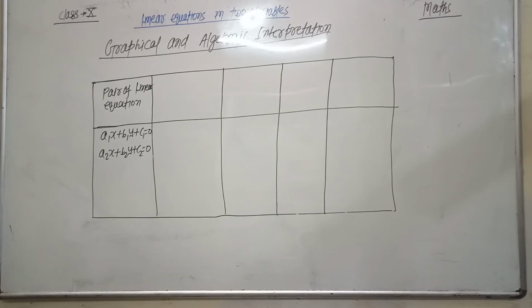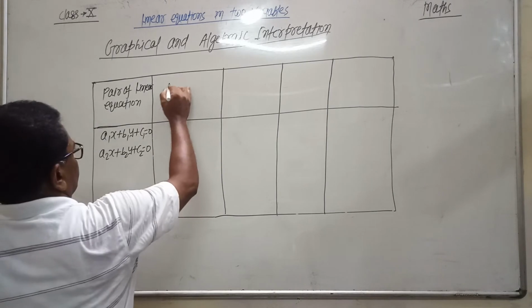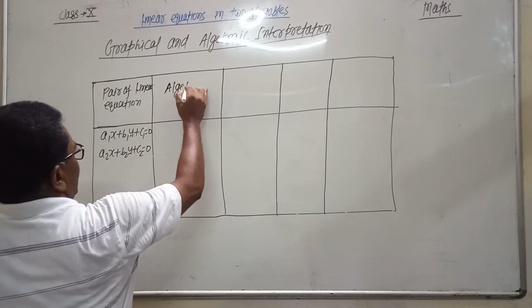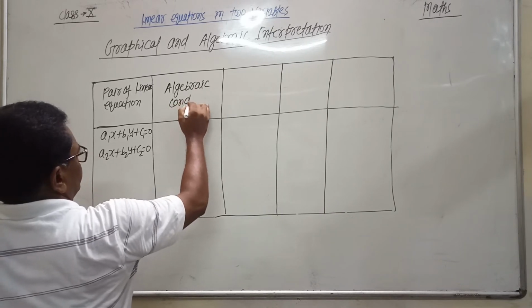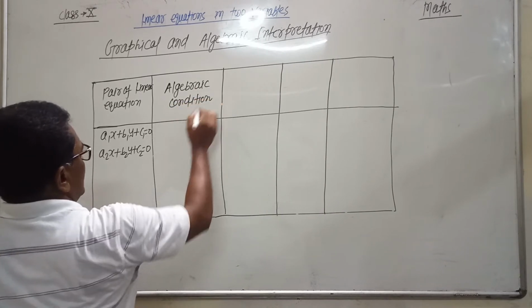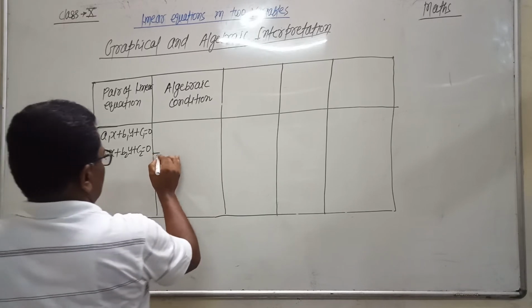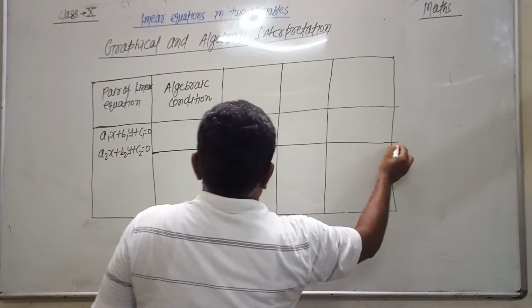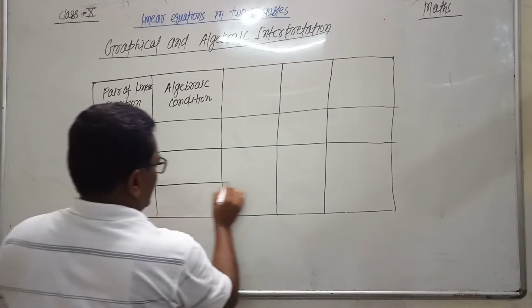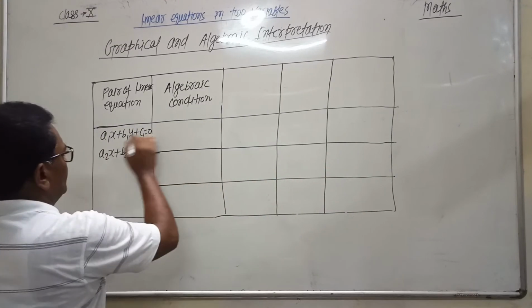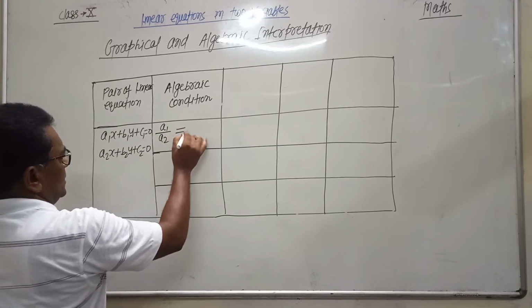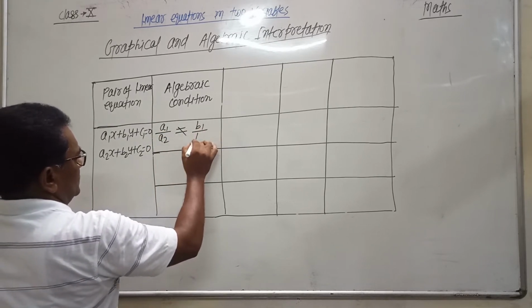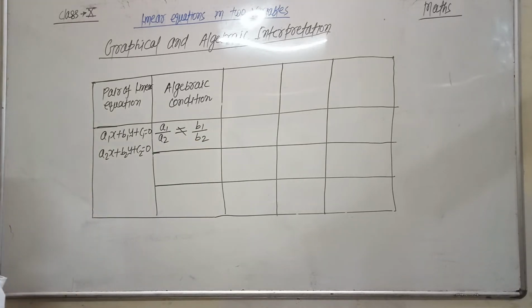Now, about the algebraic conditions. There are three algebraic conditions which we will discuss one by one. First is a1 by a2 is not equal to b1 by b2. This is the first algebraic condition.